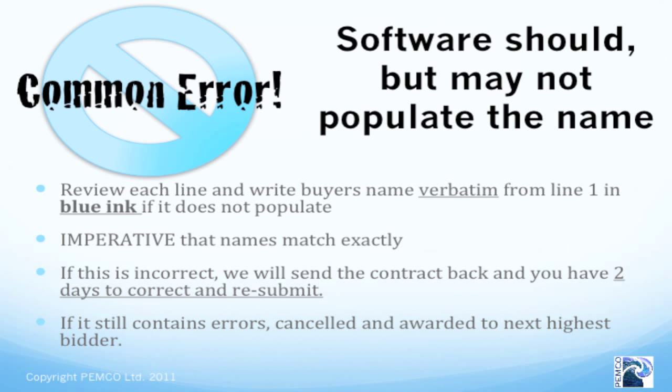It is imperative that the names match exactly. If not, or if left blank, your contract will be incorrect and sent back for revisions. Here, I think it is also important to note that once a contract is sent back to you for revisions, you only have 2 days to fix the errors and return the package to PEMCO.